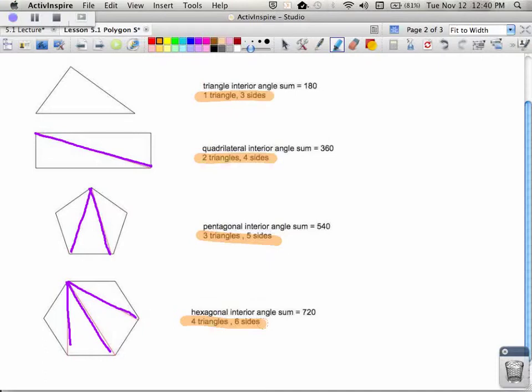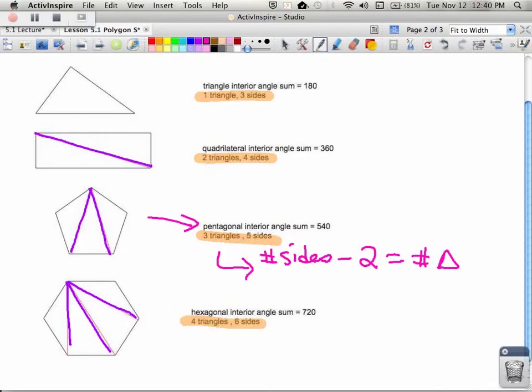In other words, in every single case, you look at the number of sides that you have, and you take away 2, and that's how many triangles you have. For example, if I look at just one case here, maybe the pentagon right here, I notice that if I take the number of sides and I subtract off 2, I get the number of triangles. In other words, 5 minus 2 equals 3 triangles.